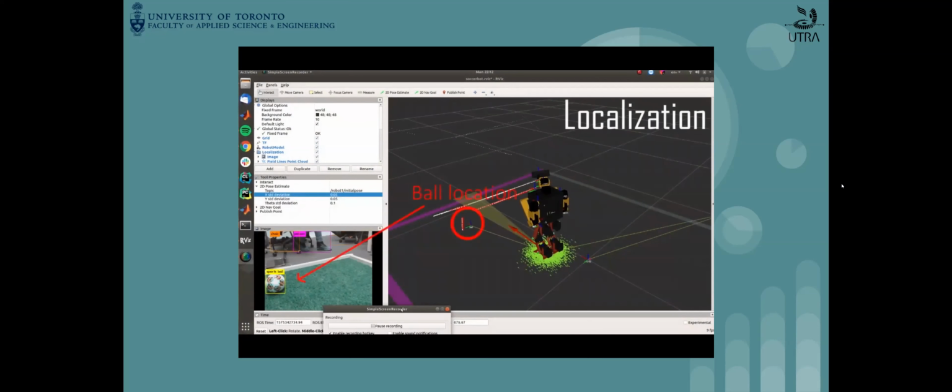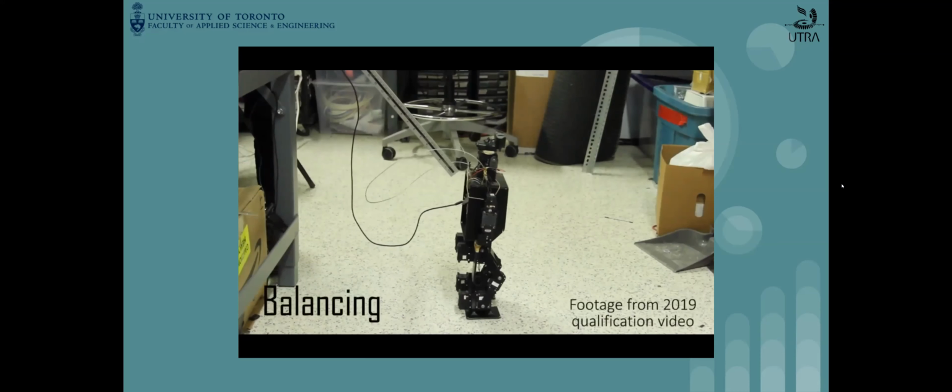So this is a similar situation. You can see real-time ball localization. As we move it, the ball location changes with reference to us, and it's very fast. That was all real time.